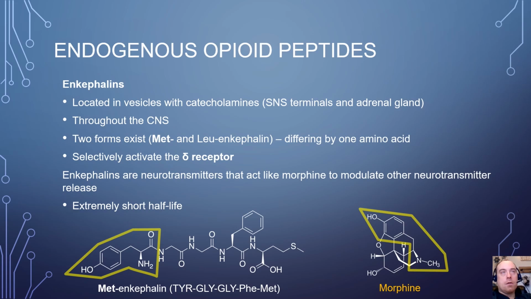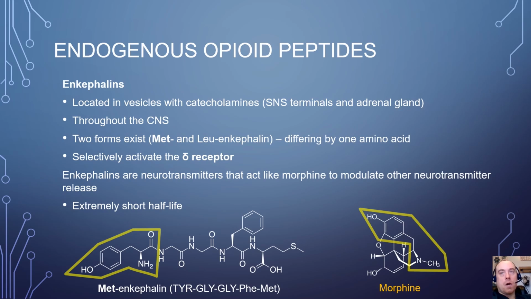So getting started on the endogenous opioids, we have enkephalins. Those are located in vesicles with catecholamines in the sympathetic nervous system terminals, in the adrenal gland, and throughout the central nervous system. There are two forms, met and leu enkephalin. They differ by one amino acid. They selectively activate the delta receptor. Enkephalins are basically neurotransmitters that act like morphine to modulate other neurotransmitter release.